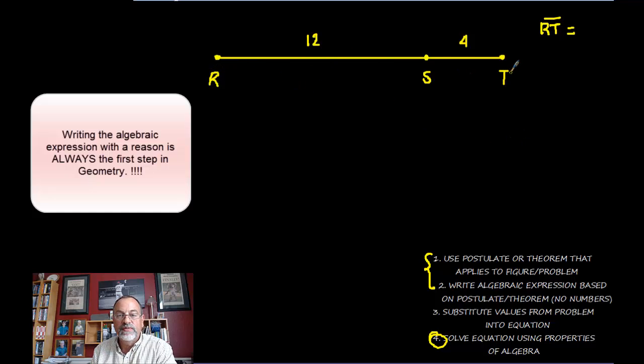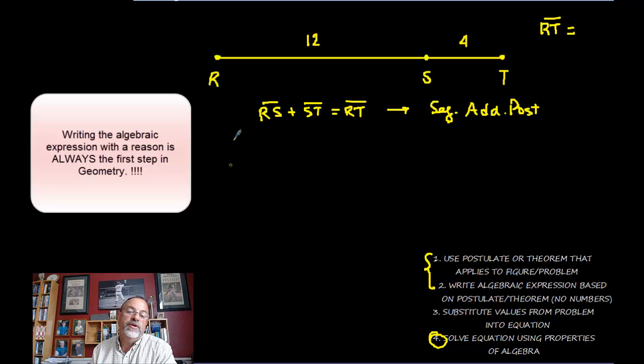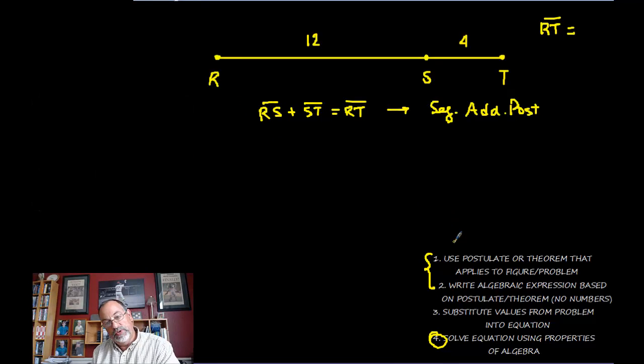What I understand about this figure, because these 3 points are on the same line and one is in between the other two, is that the two parts, RS plus ST, are going to equal RT. That's the geometry part. How do you know that? Well, because the segment addition postulate says so. The segment addition postulate gives the reason behind this. Now that's steps 1 and 2. That tells me that you understand the geometry course that we're talking about. Now the rest is algebra.